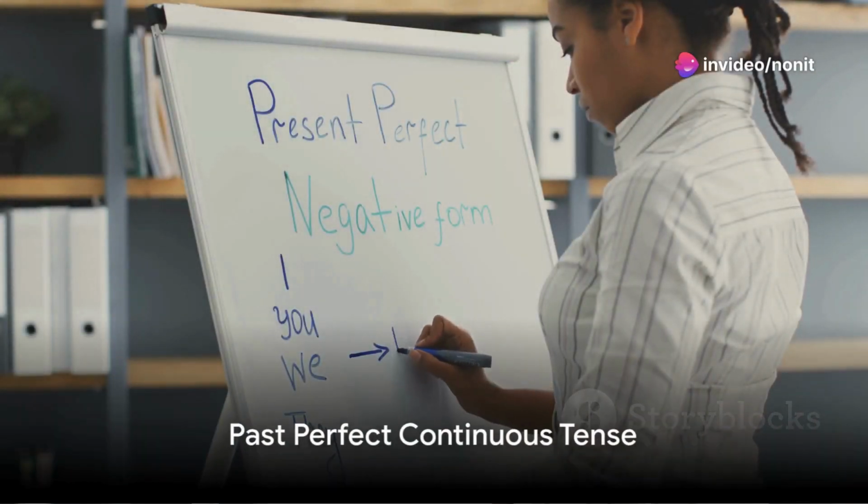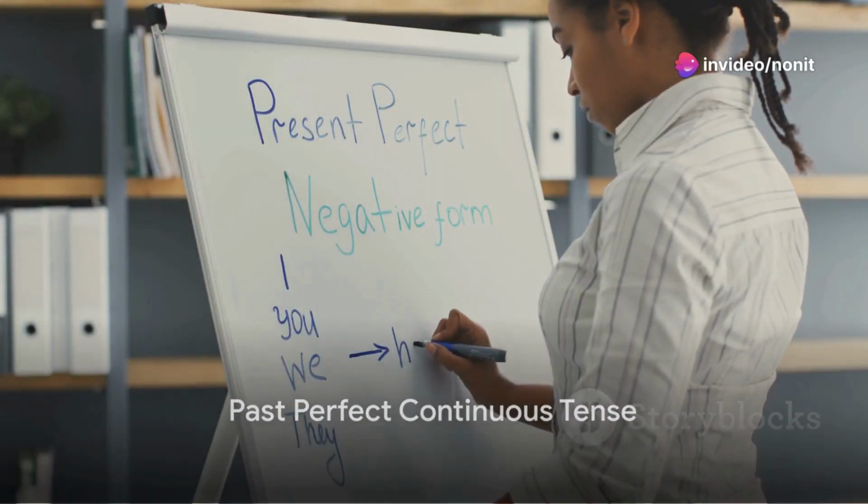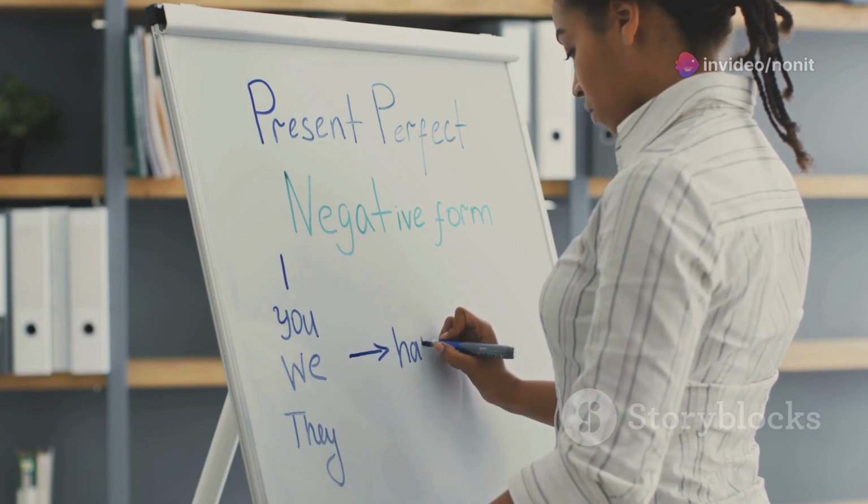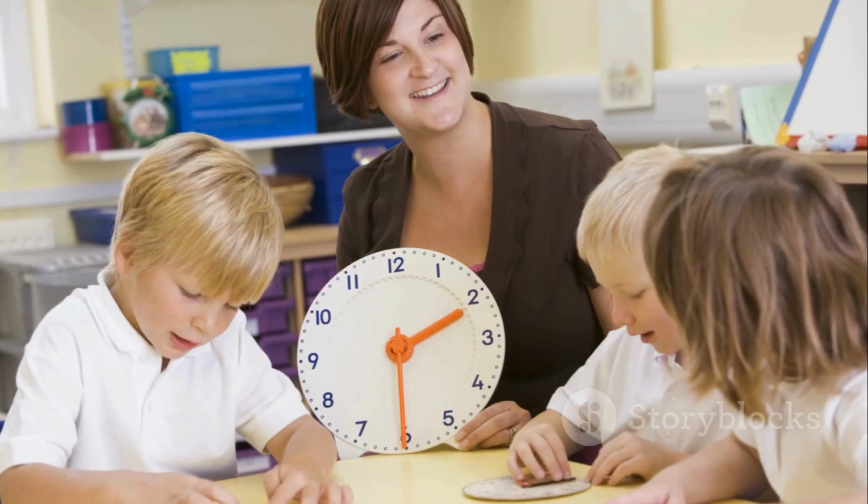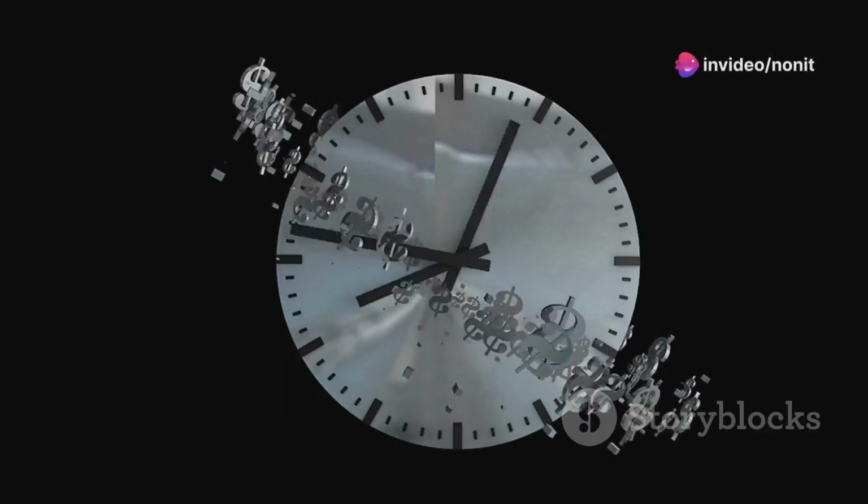The past perfect continuous tense is the subject had been and the present participle of the verb. An example is, she had been eating apples. This tense emphasizes the duration of an action that occurred before another action or point in the past.